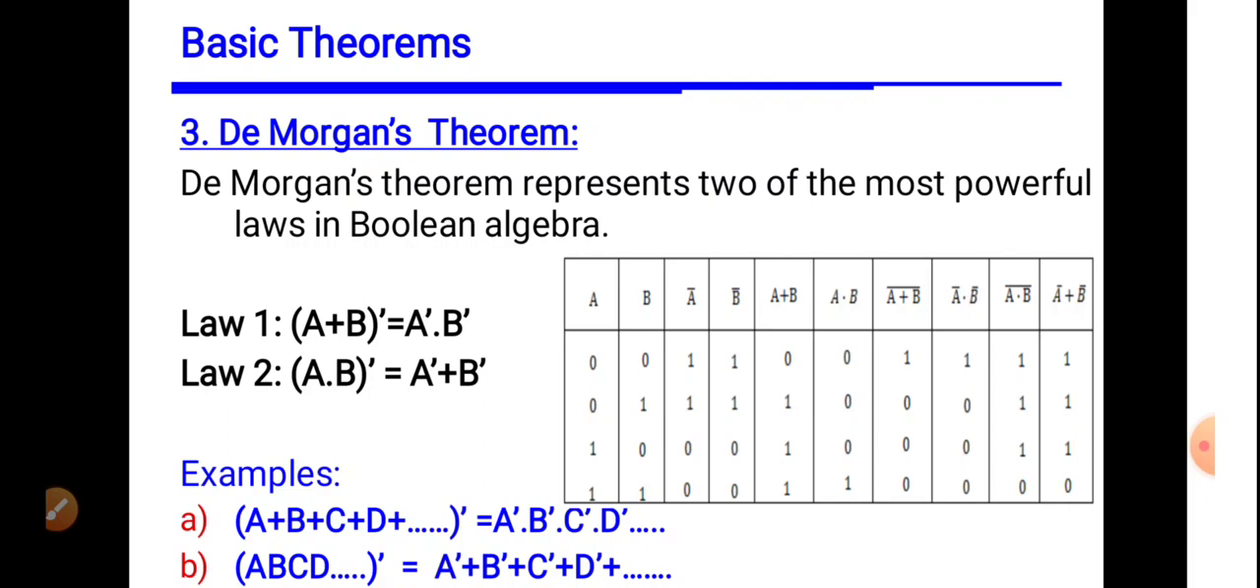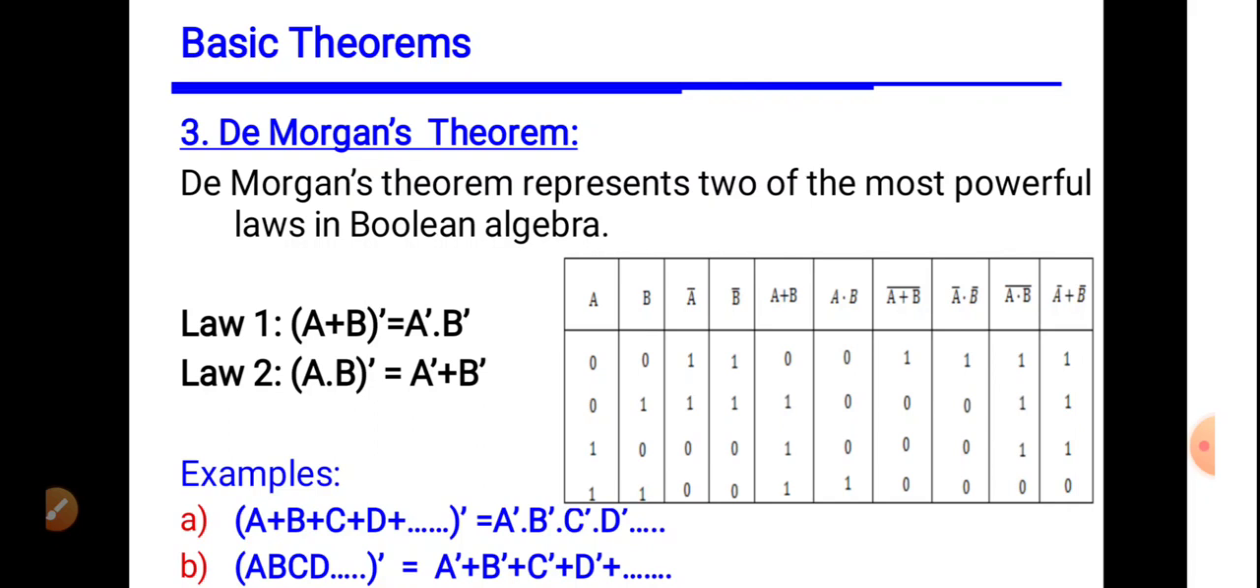So A bar is nothing but the complement of A, the next column will be B bar, the complement of B, then A plus B as well as A dot B. Here (A plus B) whole complement is a NOR gate, (A dot B) whole complement is a NAND gate. In this I am showing that (A plus B) whole complement is equivalent to A complement dot B complement.